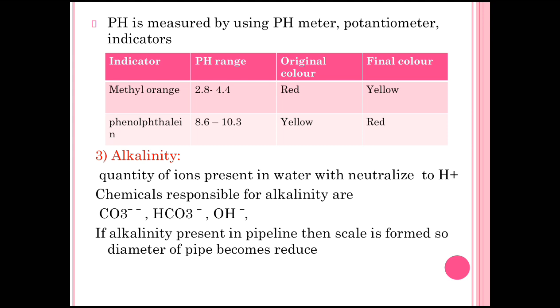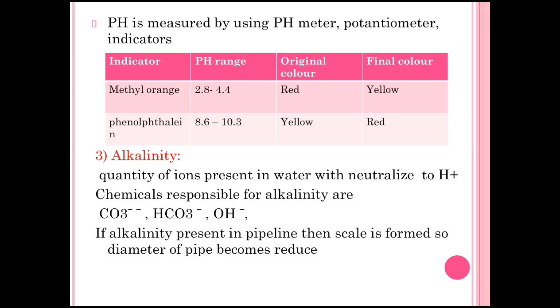Now the chemicals responsible for the alkalinity are CO3 minus, which is the carbonate. HCO3 minus is the bicarbonate, and OH minus is also called the caustic or hydroxyl ion. Now whenever there is a question asking which chemicals cause the alkalinity of water, we have to answer that these three chemicals, carbonate, bicarbonate, and caustic, alternately called the hydroxyl ion, are responsible for the alkalinity present in a water sample.